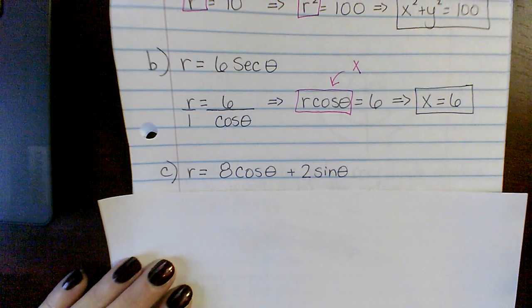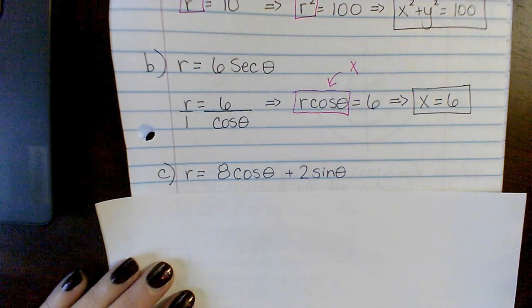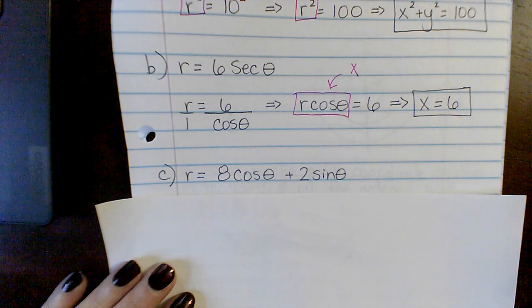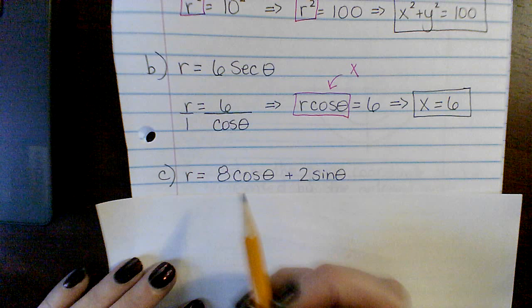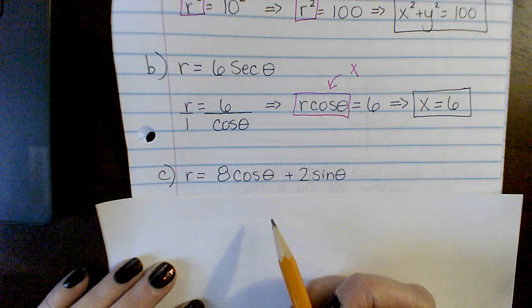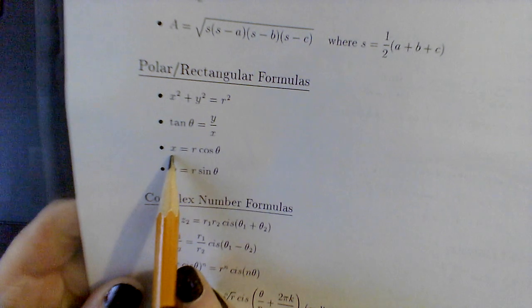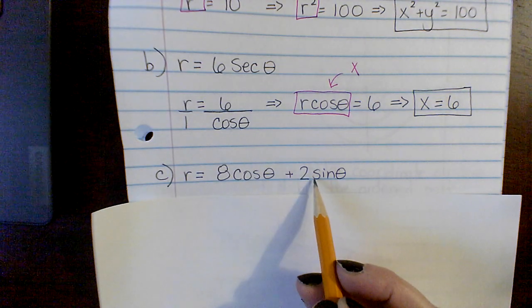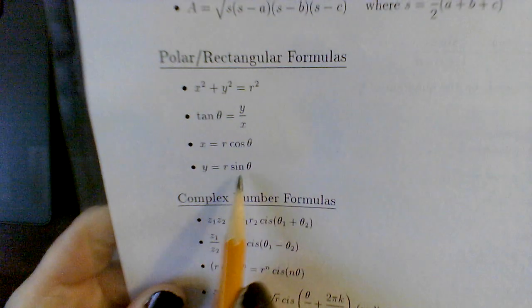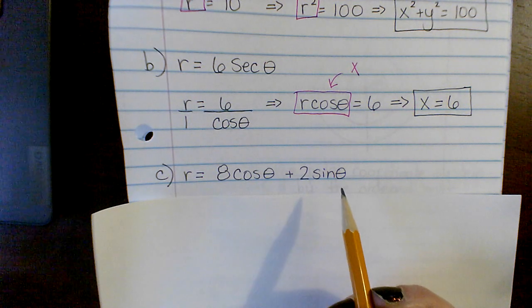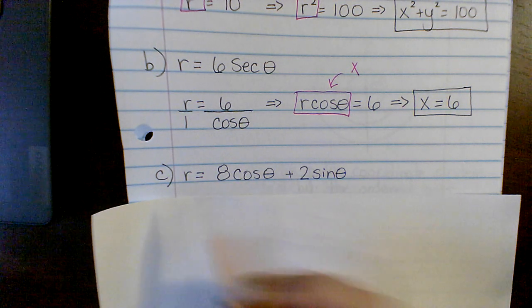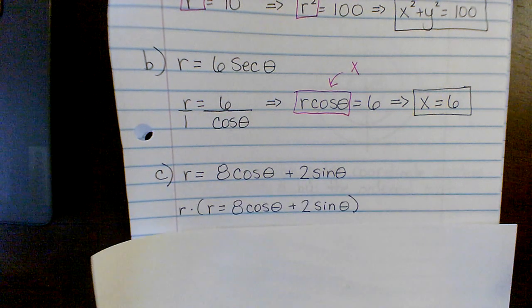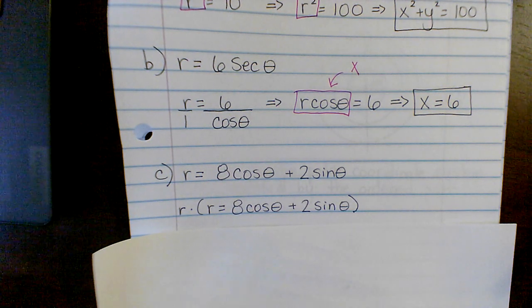All right, now we have r equals 8 cosine theta plus 2 sine theta. Man, it would certainly be super duper special if that were an r cosine theta, right? Because if that were an r cosine theta, booyah, x. If that were an r sine theta, booyah, that'd be a y. Well, there's not an r there. Let's just bring one in. Let's multiply both sides of that equation by r.